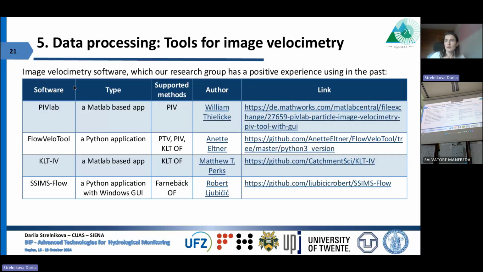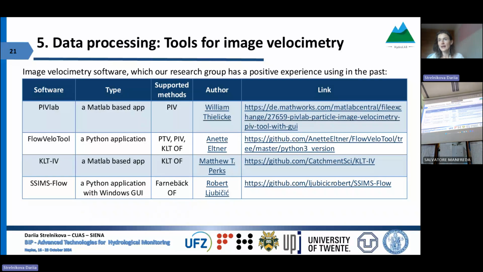And last but not least, the tools for image velocimetry. I have listed here four. These four because I have personal positive experience working with these tools, and also because I know the developers and I know how diligently they work on those tools. Therefore, this is something that I can recommend, and be sure that you will also enjoy using them.